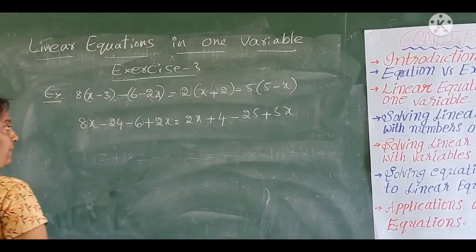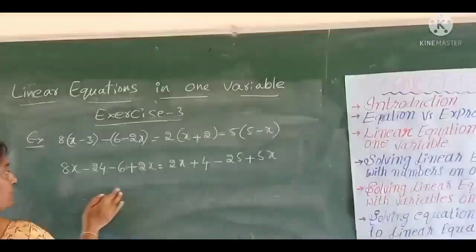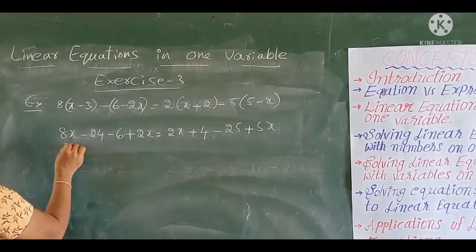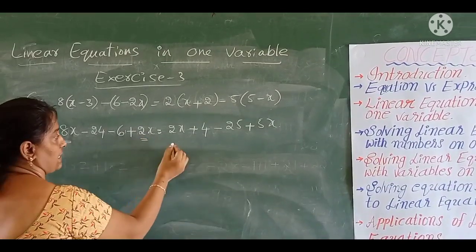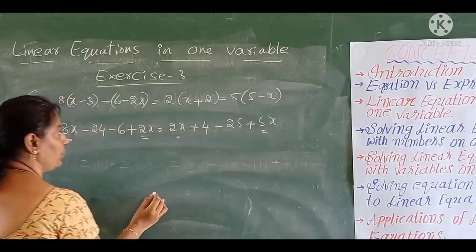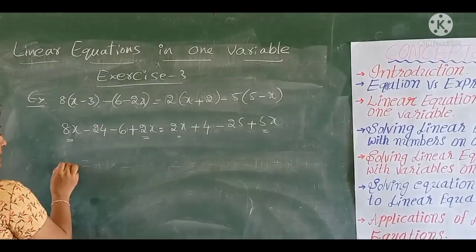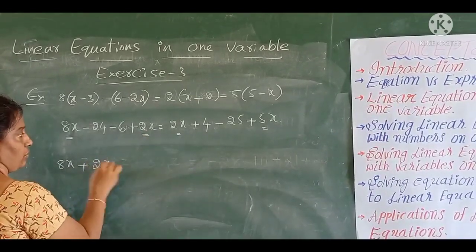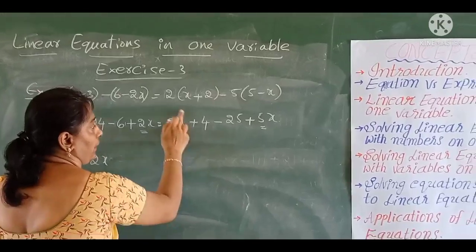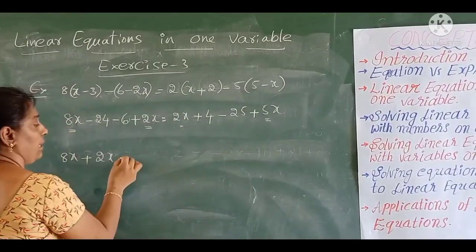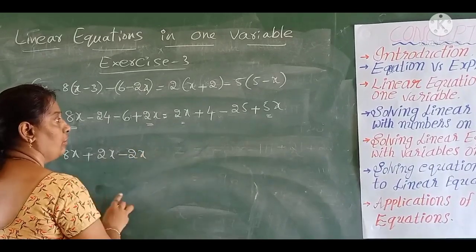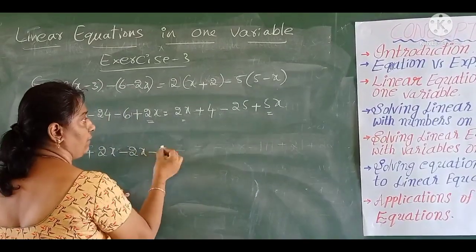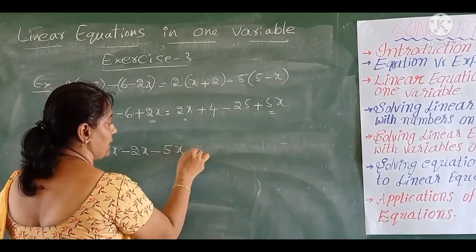To solve this type of question, we have to keep the variables on the left hand side and the constants on the right hand side. So what are the variables here? 8x and 2x on the left, and 2x and 5x on the right. Already 8x and 2x are on the left hand side. The right hand side 2x is positive; moving to the left hand side it will become minus 2x. And 5x on the right hand side, moving to the left hand side, will become minus 5x, is equal to.